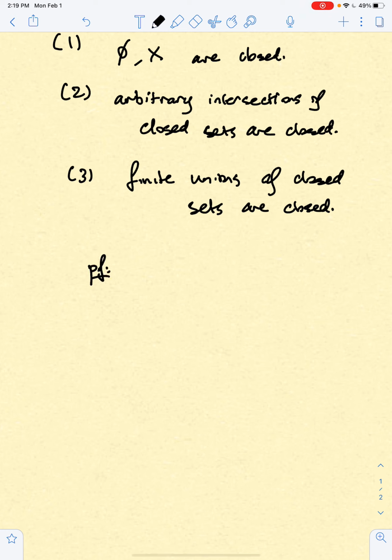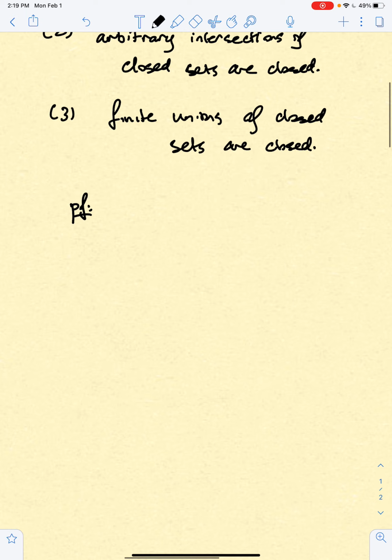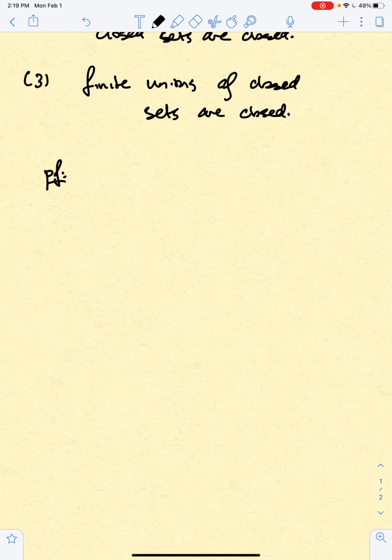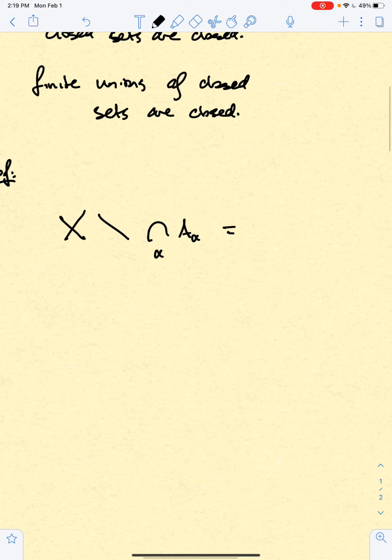Proof. Super weird. These follow by just straightforward applications of De Morgan's laws for unions and intersections and complements. So I could just say, you take some arbitrary collection of subsets, then the complement, over all alpha, of A sub alpha, is equal to the union of the complements.